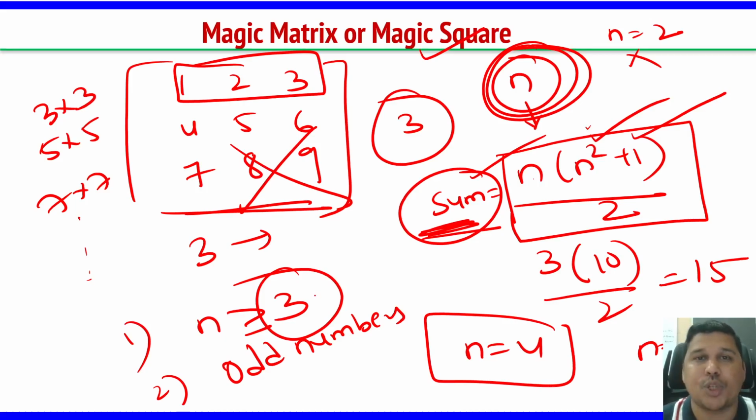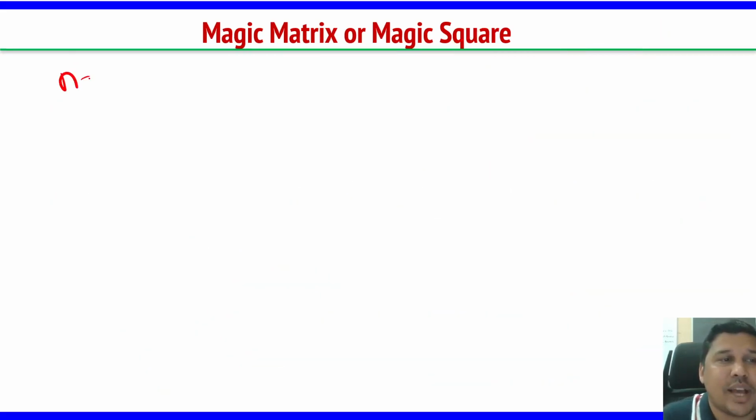The second type of question, which is very important and challenging, is: given n value as 3, generate a magic matrix. Or print the magic matrix of dimension 11, or print a magic matrix of size 7. You have to print the solution for that.